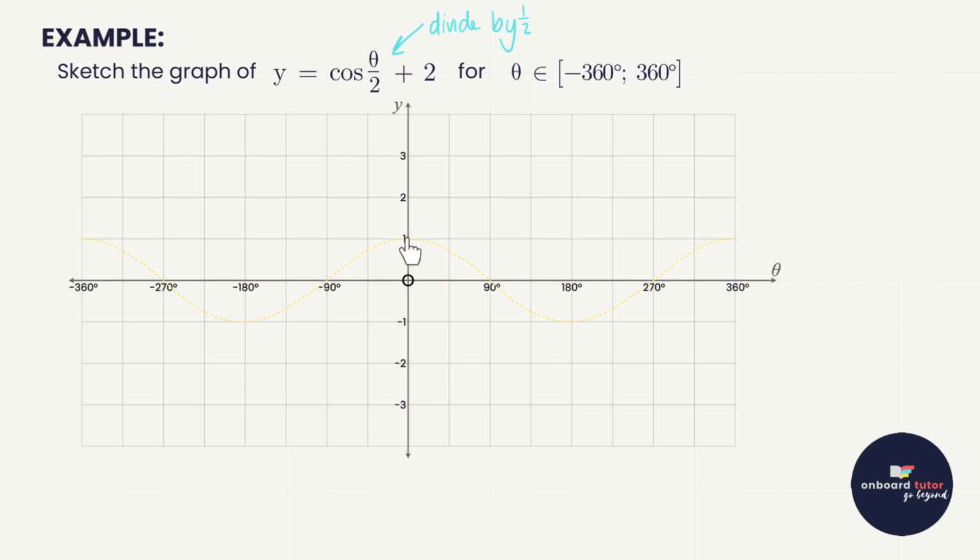Okay, so let's start here at the center. 0 degrees divided by a half is just going to be at 0. And then we want to plus 2 over there. So we're going to end up at 3. Okay, now we're going to move right along.